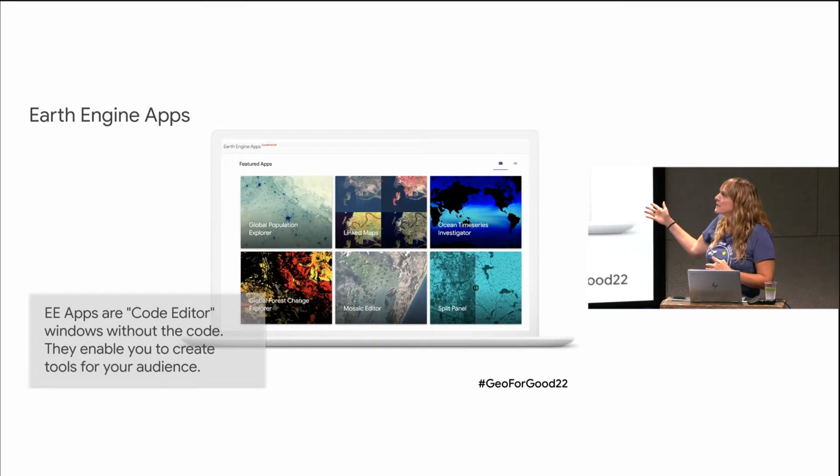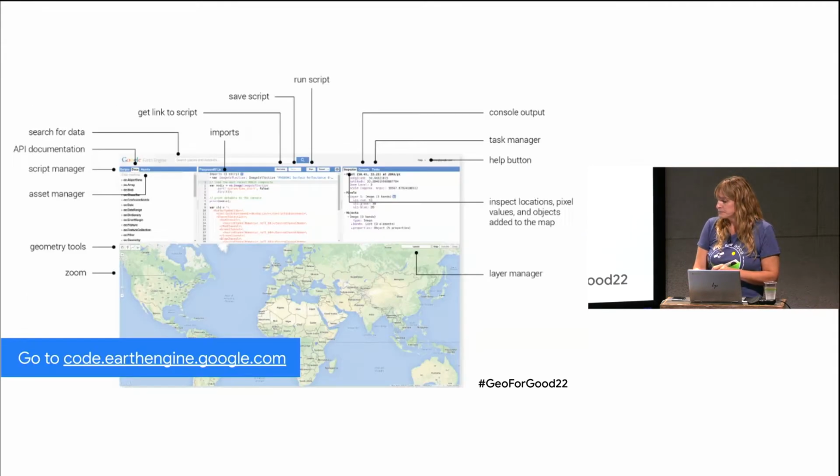And so we're seeing more and more scientists take their Earth Engine results and put them in an app. We call them EE apps, or Earth Engine apps. So when you think about using Earth Engine, think about this as a way to give more surface, more access to your science and your work.